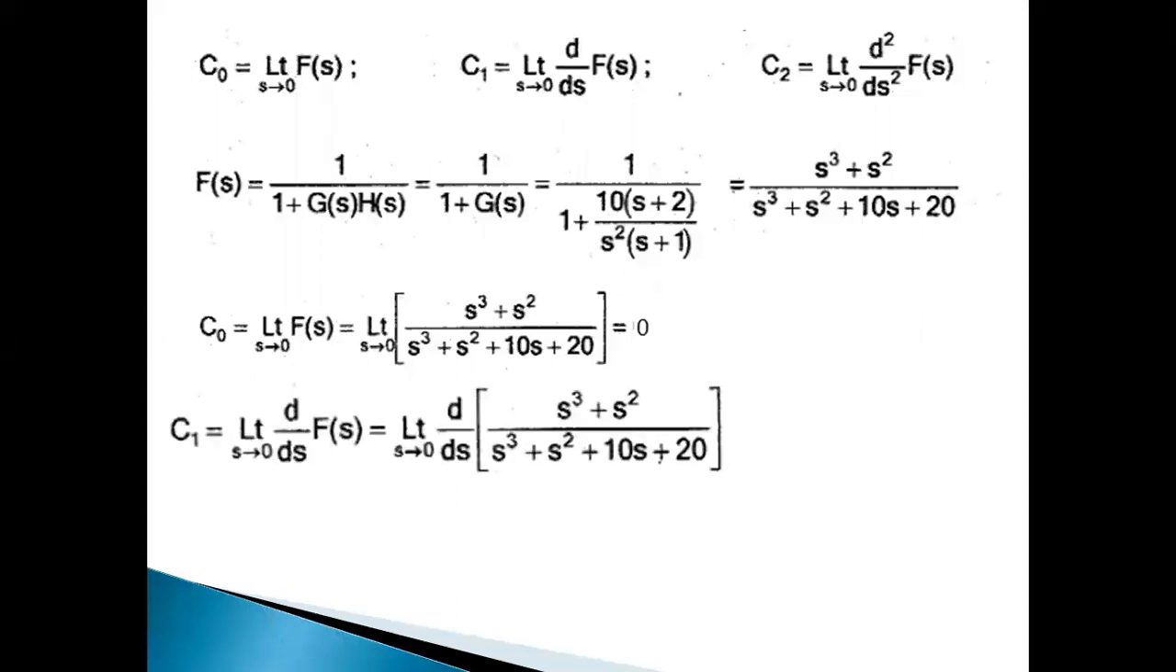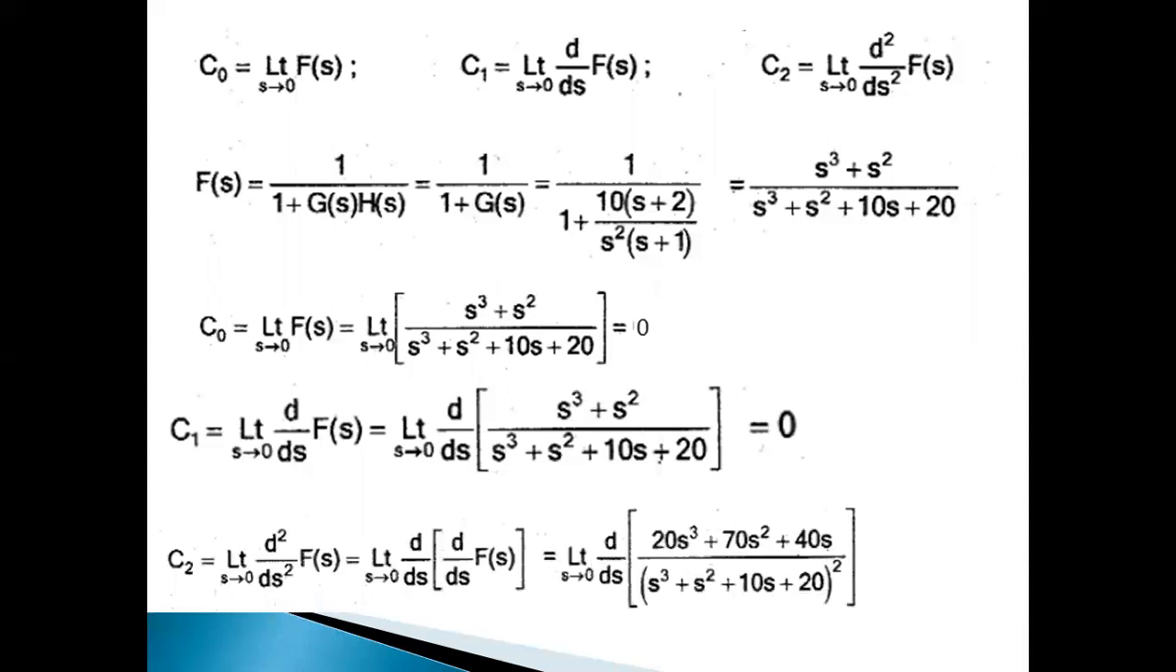If we find C1, its value is also equal to 0. And if we find C2, we have to differentiate with respect to s. Don't simply substitute s equal to 0 here. First we have to differentiate this with respect to s using the u by v formula: v u dash minus u v dash by v square.